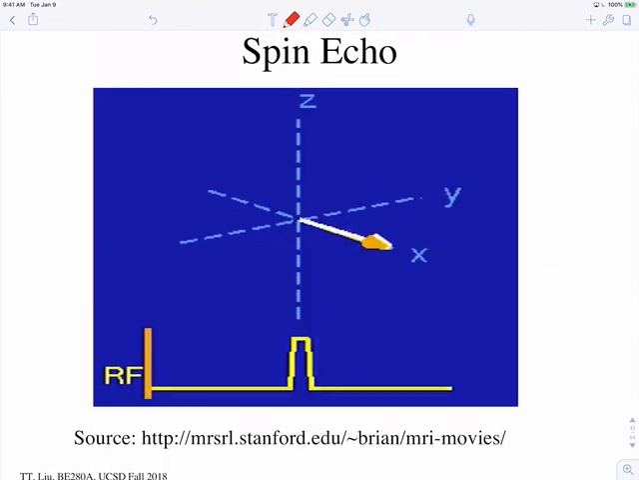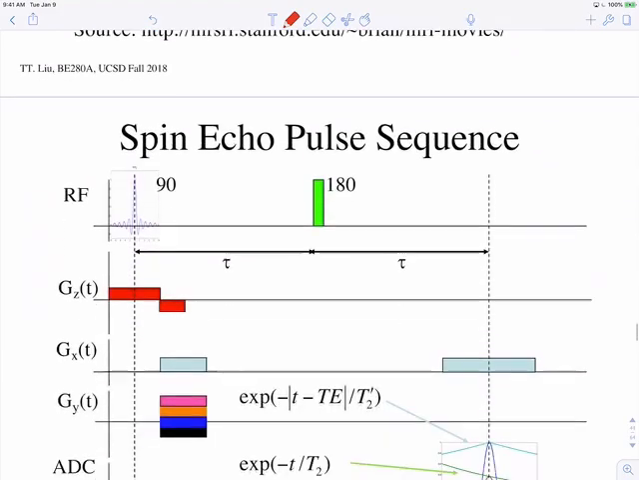I'm not going to play this movie because it's just going to crash. But what that movie will show, and I'll post it, is that essentially it's going to show the spins dephasing, flipping, and then converging again. So the movie of what we just talked about.